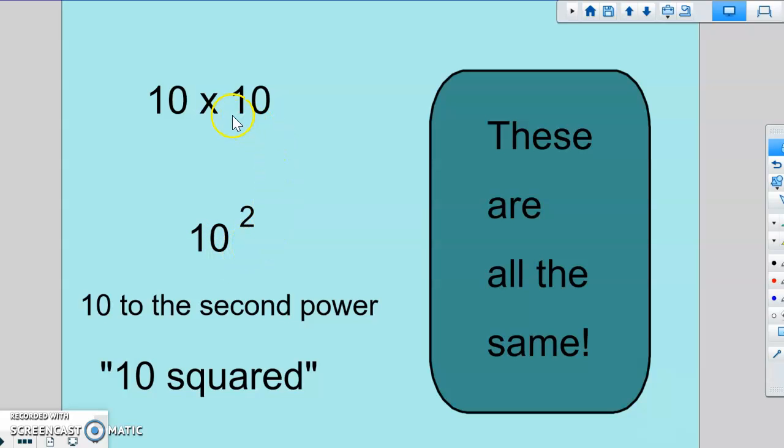Okay, so if I look up here, 10 times 10 is the same exact thing as 10 to the second power. That's how I would read this base and exponent, 10 to the second power. It is also called, you might hear people say, 10 squared. Those are all exactly the same thing. This would be another good spot to pause and jot down those things into your notes.